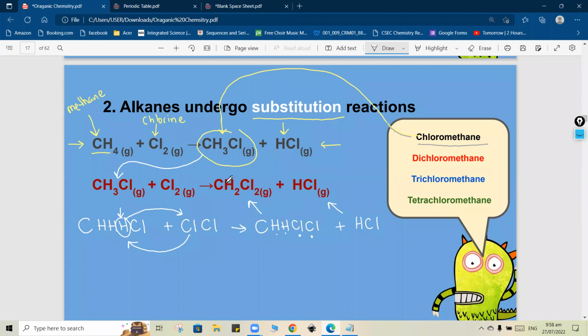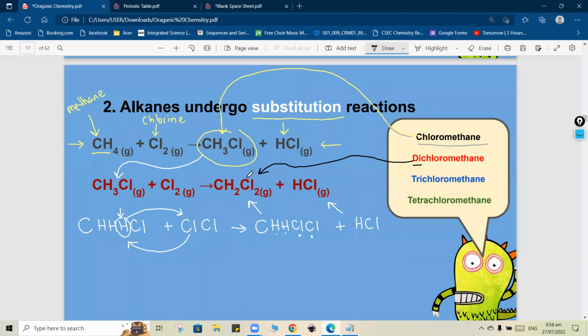Now, this methane has 2 chlorines in it. So you know what its name will be? I think you all can guess it. Its name will be dichloromethane. Di means 2, right? It's a common term. Whenever you hear di in any sentence, it usually means 2 of something.